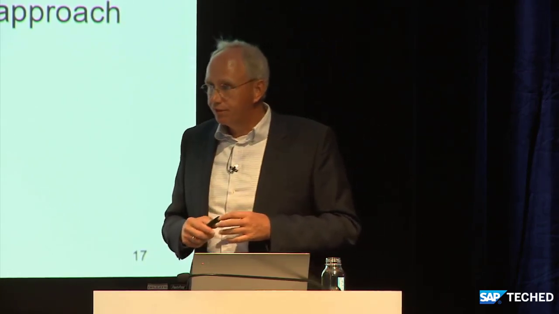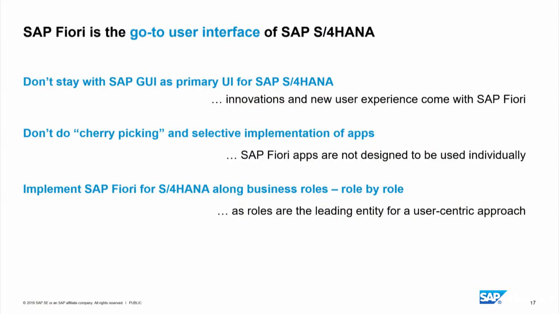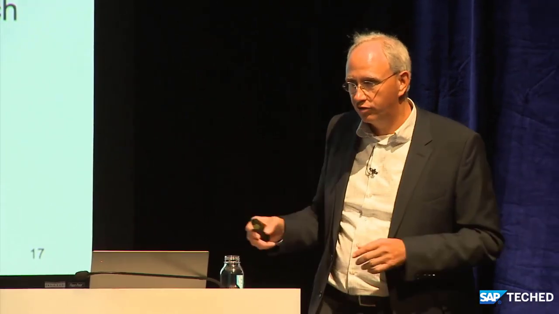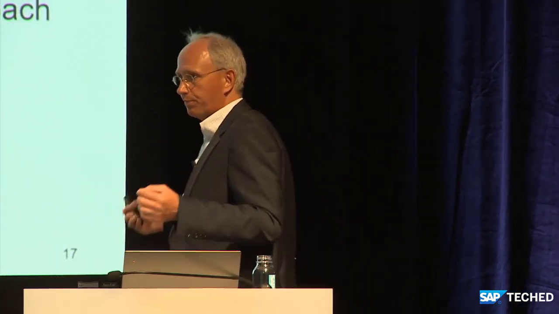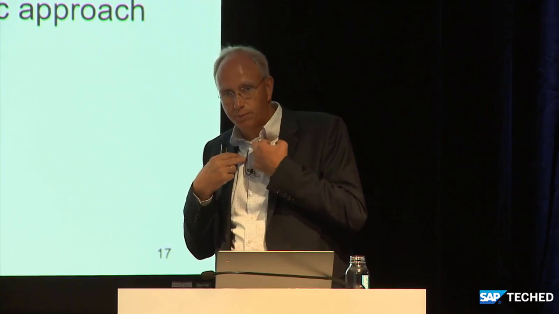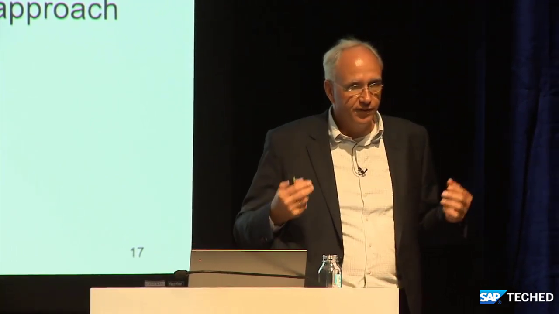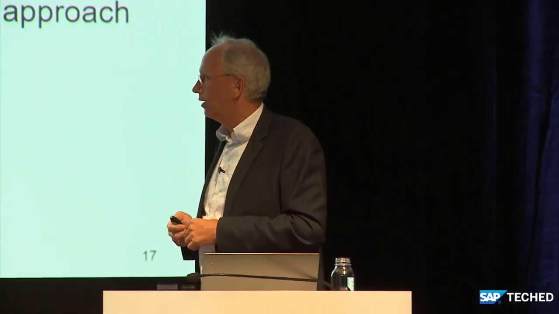Implement Fiori along business roles and not by process, which some people think you should do. But process is a totally different dimension. From an integration perspective, a process is important, but from an end user perspective, a process is totally irrelevant. Many processes touch the same user. The role is the leading dimension for a user. And if you don't want to do a big bang, we recommend to do it role by role. So you don't have to implement Fiori for all roles at once. You can really start role by role, which is basically user group by user group.